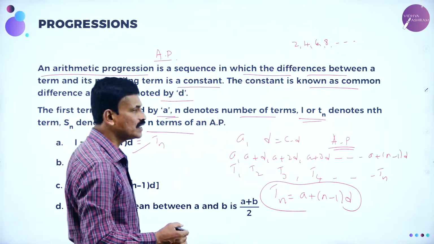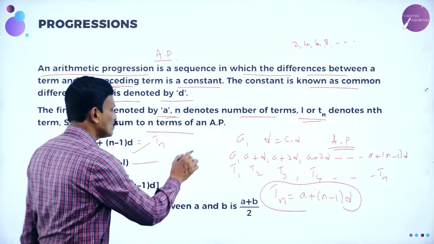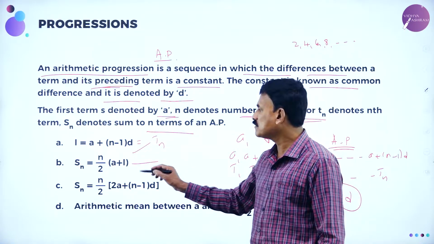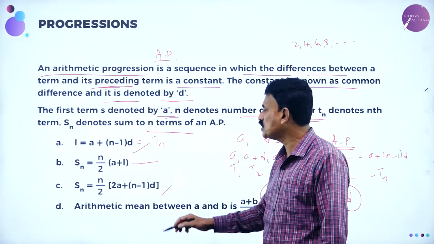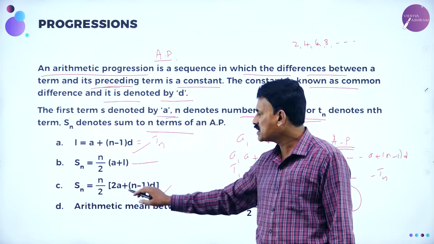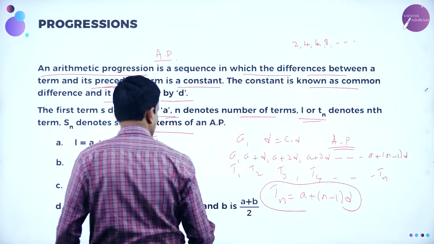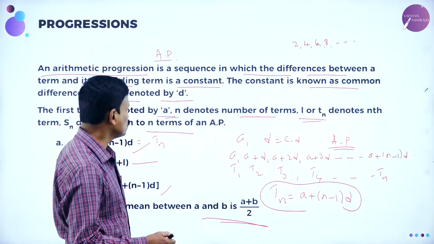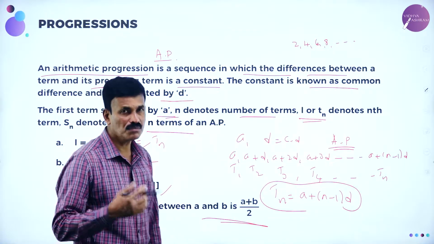Now if you want to find the sum of n terms of such a sequence, the sum is given by Sn is equal to n by 2 into A plus L, which is also equal to n by 2 into 2A plus n minus 1 into D, where n is the number of terms, D is the common difference and A is the first term. The arithmetic mean between two numbers A and B is given by A plus B divided by 2. These are the formulas which we are going to use to solve the problems.